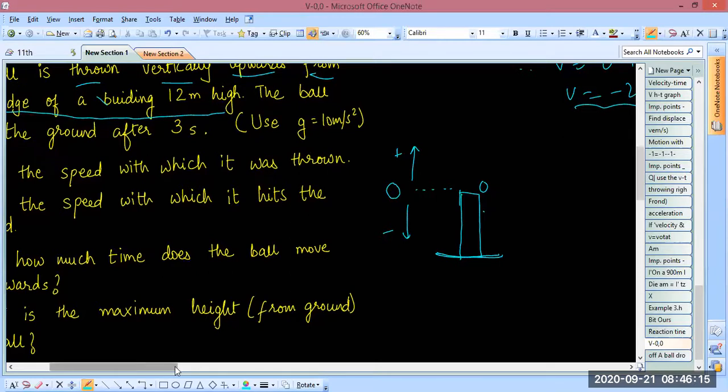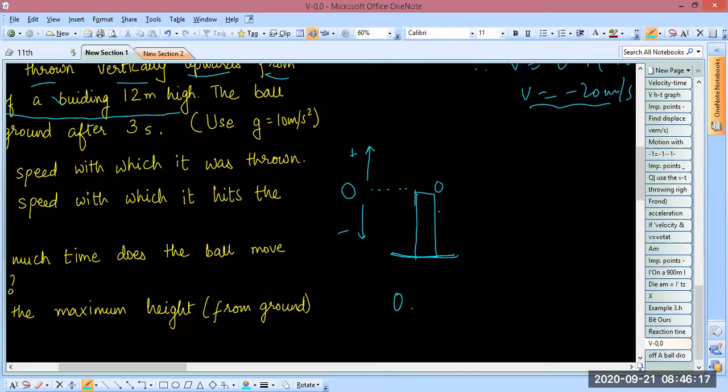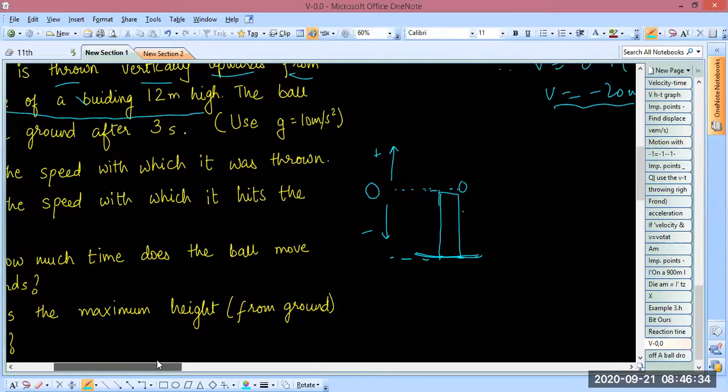Okay, and you can actually take origin anywhere. All right, it's not like you have to take origin here only. You can take it at ground also, no problem. Okay, all answers are going to be same, so don't worry about that. All right, remember it is choice of observer.